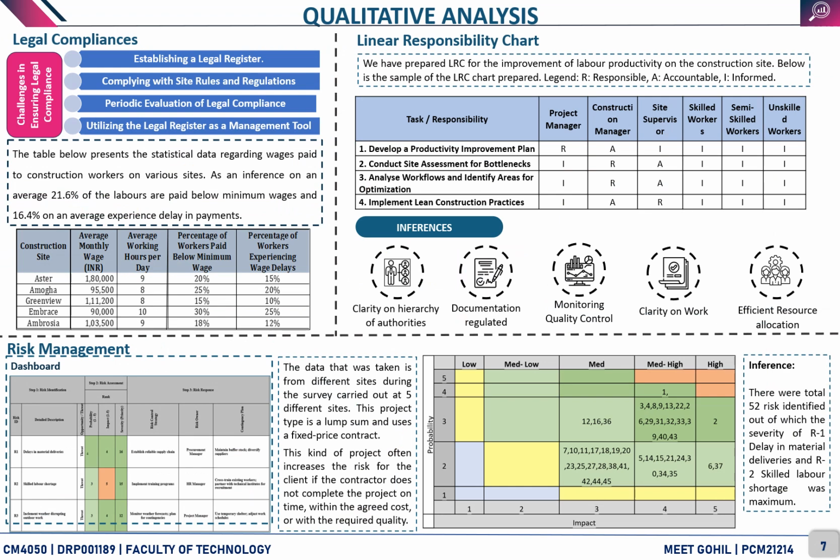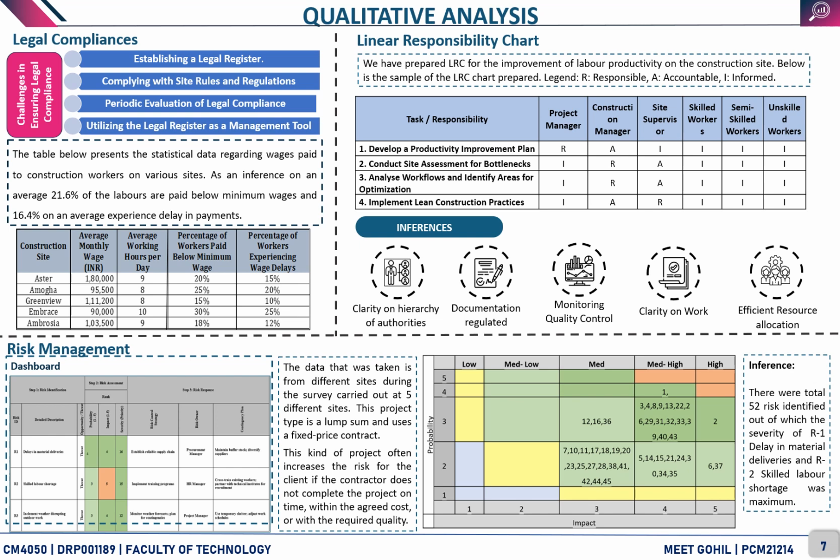Legal compliances. The following legal compliances were studied for the labor productivity, and they are as followed: Building and Other Construction Worker Regulation of Employment and Condition of Service Act 1996, the Contract Labor Regulation and Obligation Act 1970, Minimum Wages Act 1948, and etc.